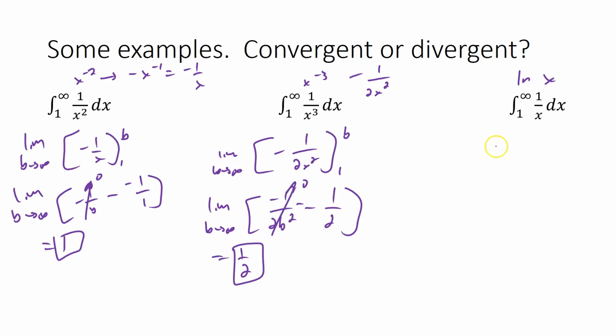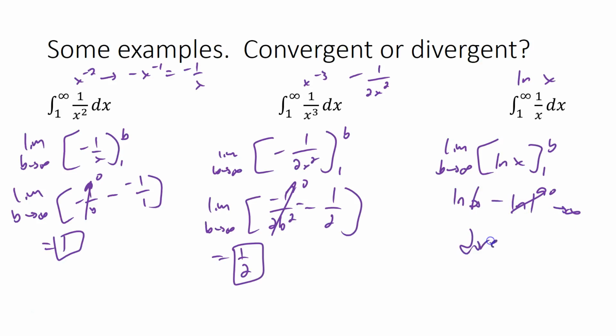This guy over here, though, is interesting, right? We have natural log x. We have limit as b approaches infinity. It'll be natural log of x from 1 to b. Plug in b, so we have natural log of b minus natural log of 1. Natural log of 1 is 0, but natural log of infinity approaches infinity.